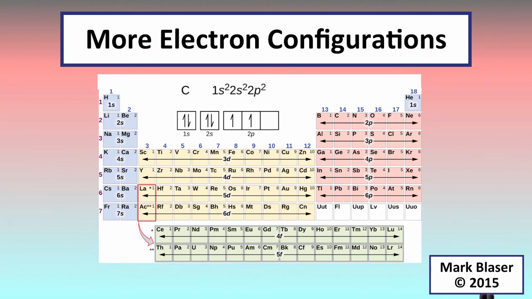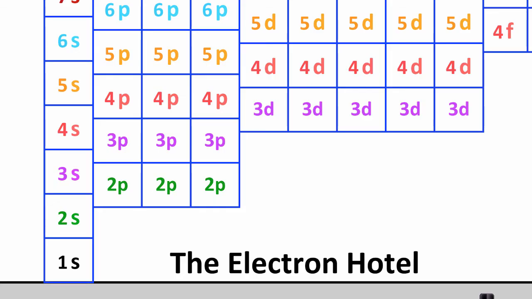Welcome to a screencast on more aspects of electron configurations. First of all, let's recall the Electron Hotel, which is sort of an analogy for how electrons are arranged in atoms. And remember that electrons live in energy levels. Here they're represented by floors in a hotel. There's a first energy level, or a first floor, second energy level, or second floor, third energy level, or third floor, and so on.